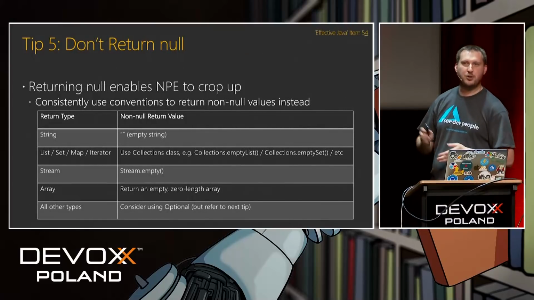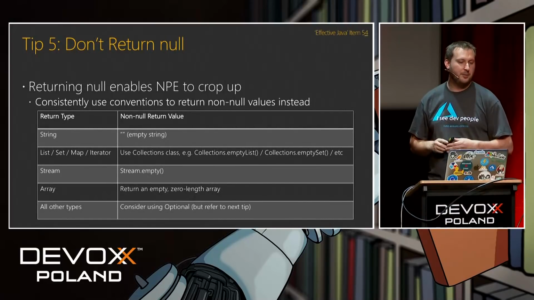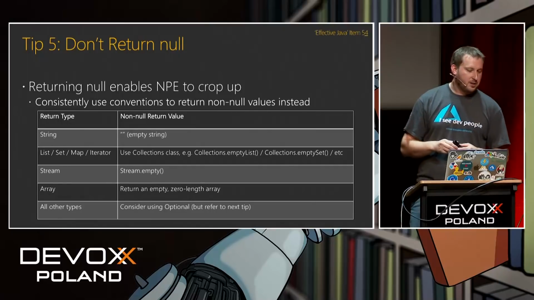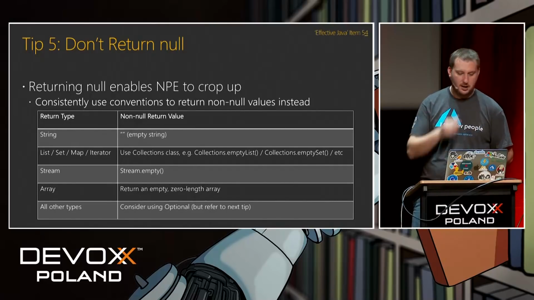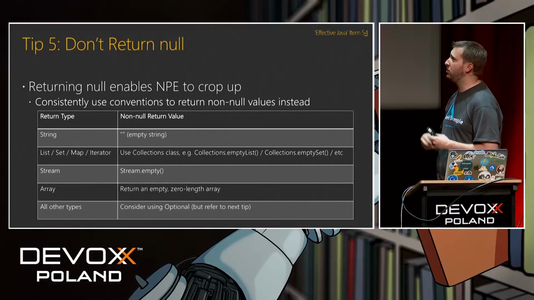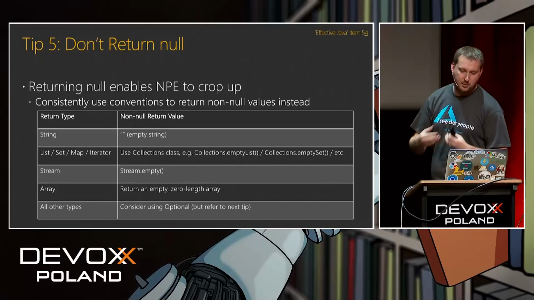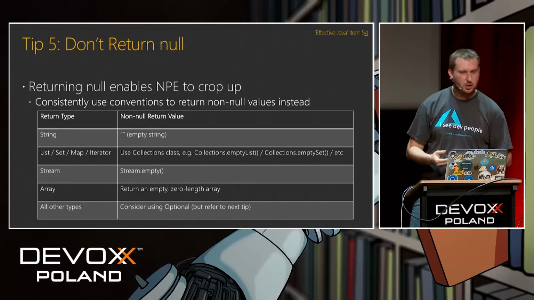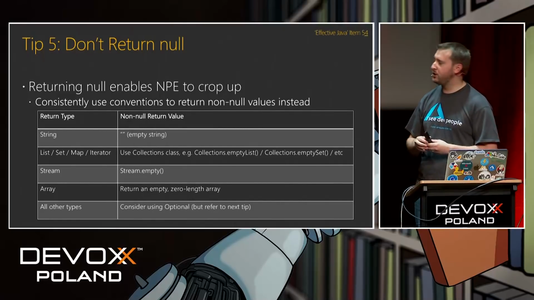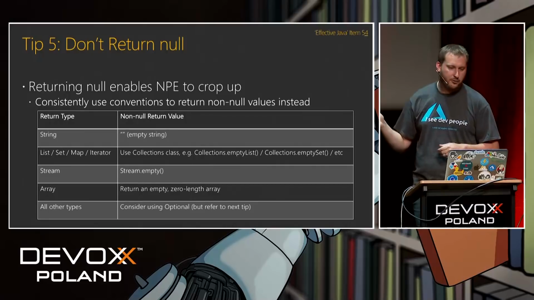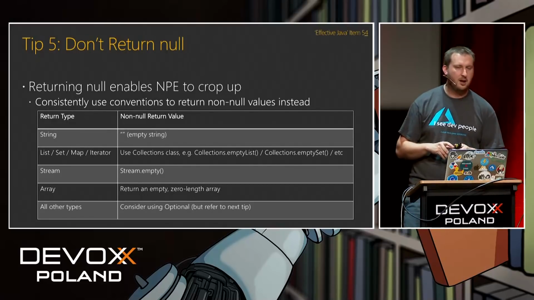Tip number 5 is don't return null. If you can help it, don't return it. So, it's quite simple. If you're returning a string, consider returning an empty string. If you're returning a list, set, map, iterator, those kind of things, there's a collections class that lets you return an empty list, an empty set, for example. If you're returning stream, which is probably not highly recommended in most API design cases, just return stream.empty. An array, you can return an empty zero-length array. And for all other types, you can consider using optional.